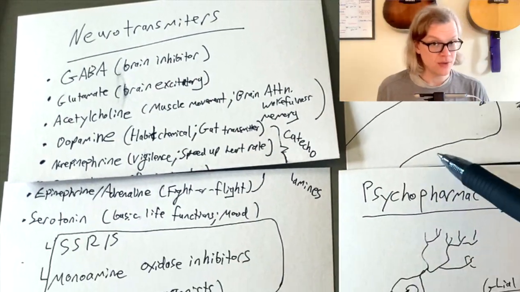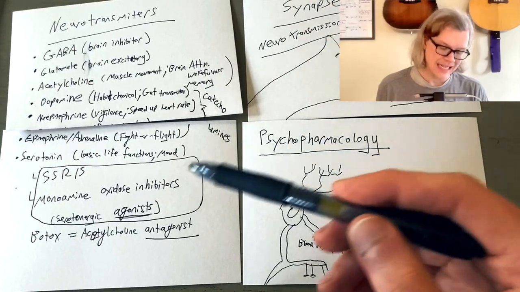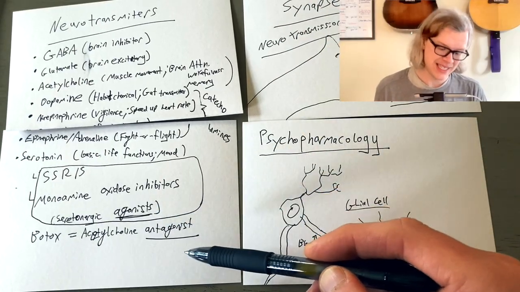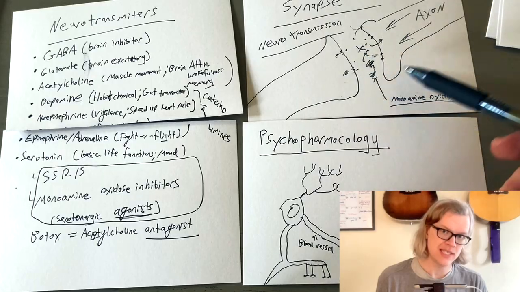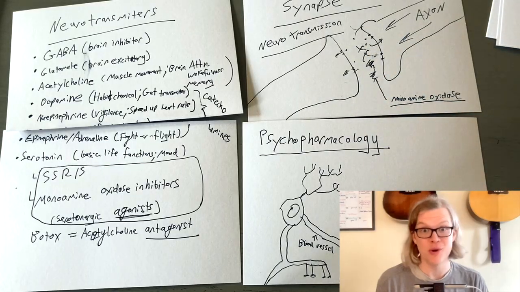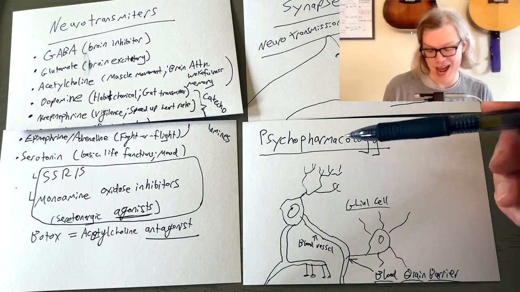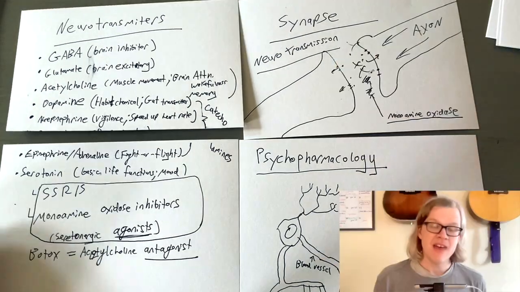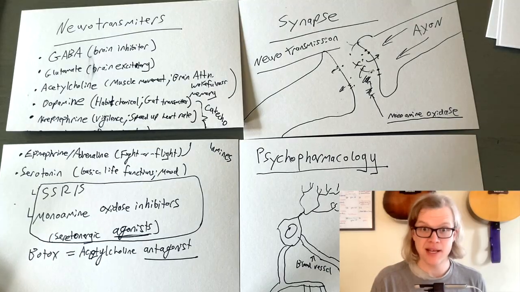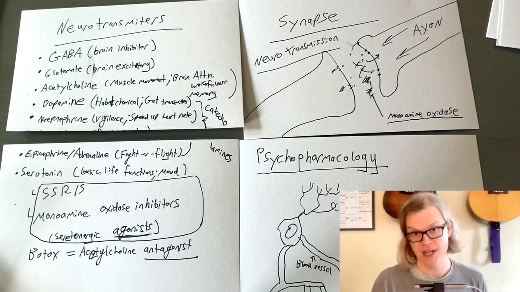There are drugs we can take through psychopharmacology that will act as agonists or antagonists and change how much of a chemical is in the synapse, which will change our mood, our movement, our symptoms, and our behaviors. And this psychopharmacology acts over the blood-brain barrier. That, in a nutshell, is the synapse and neurotransmission.